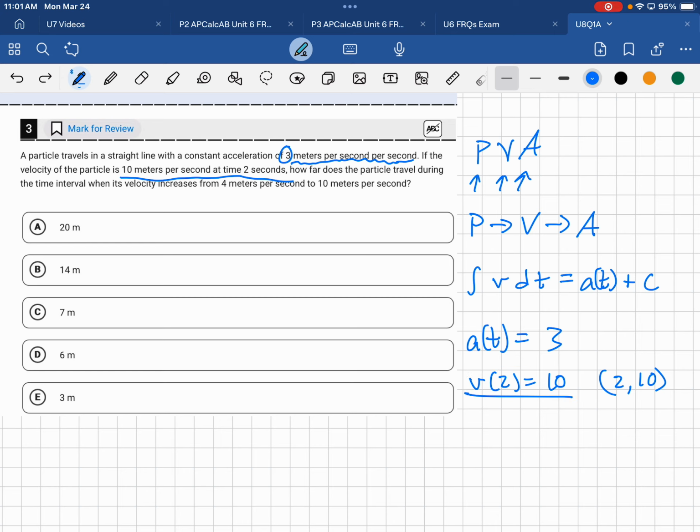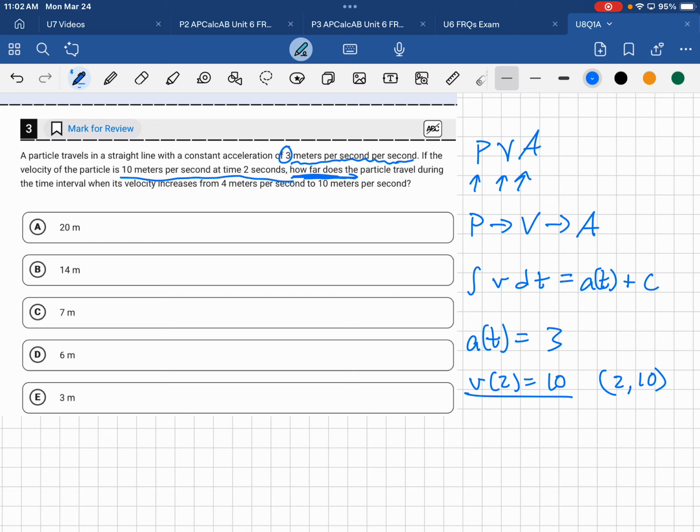Okay, how far does the particle travel? Now, because it asks how far, which function are we going to need? Are we going to need position, velocity, or acceleration? We're going to need position. Position tells you how far. But we do have more tricks up our sleeves if we can't get a position function.